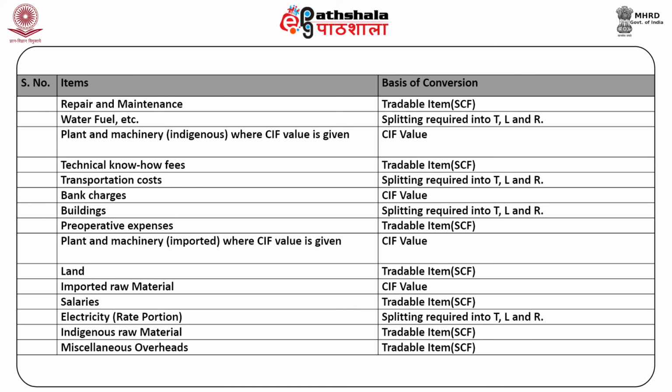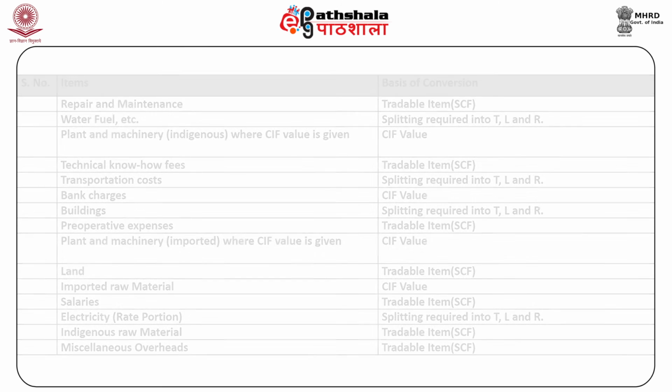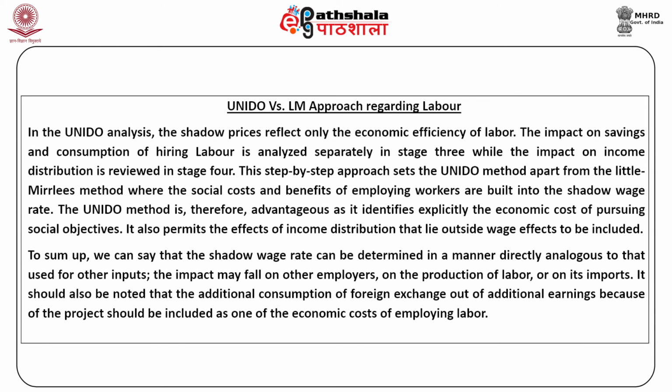Then plant and machinery where CIF value is given is converted as CIF value. Land is a tradable item. For imported raw material, the basis of conversion is CIF value. Salaries are a tradable item. For electricity, the basis of conversion is splitting required into T, L and R. Indigenous raw material is a tradable item, and for miscellaneous overheads, again the basis of conversion is the tradable item, that is SCF.